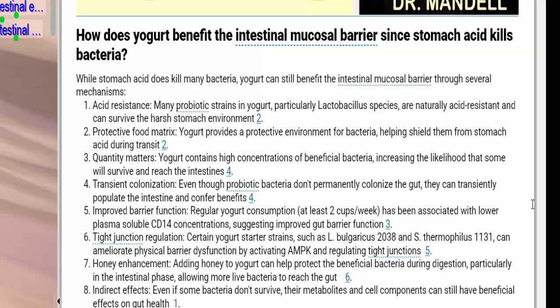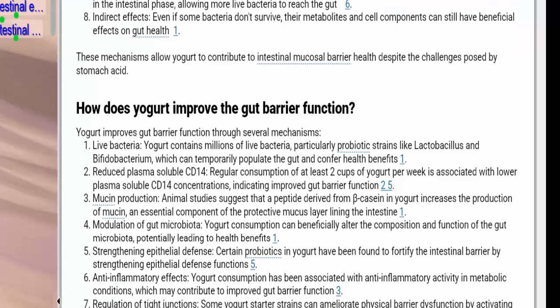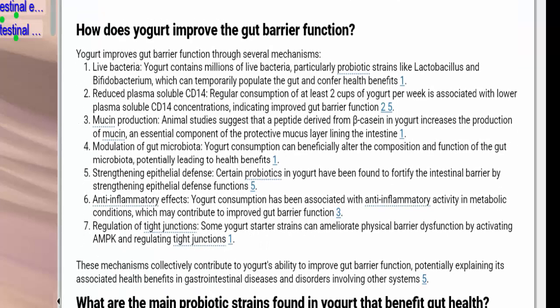Indirect effects. Even if some bacteria don't survive, their metabolites and cell components can still have beneficial effects on gut health. All right, so we've got quite a bit on yogurt here. How does yogurt improve gut barrier function? First of all, of course, with the live bacteria. Look for strains like Lactobacillus, which is almost always there, but see if, hopefully, it has bifidobacterium in it. And bifidobacteria is one of our new tiles. Again, that's something we're going to dig into more later. Those can temporarily populate the gut and confer health benefits.